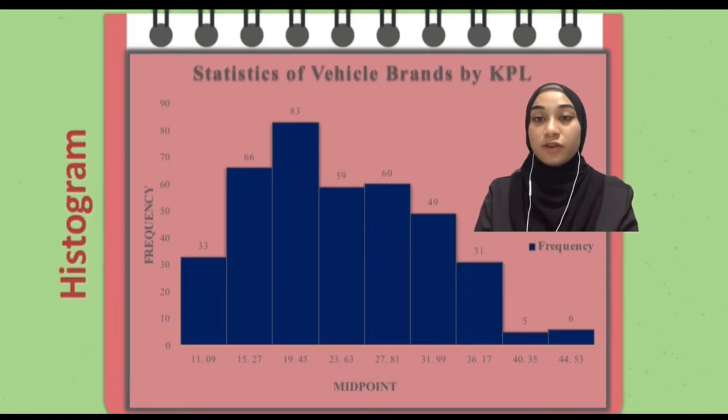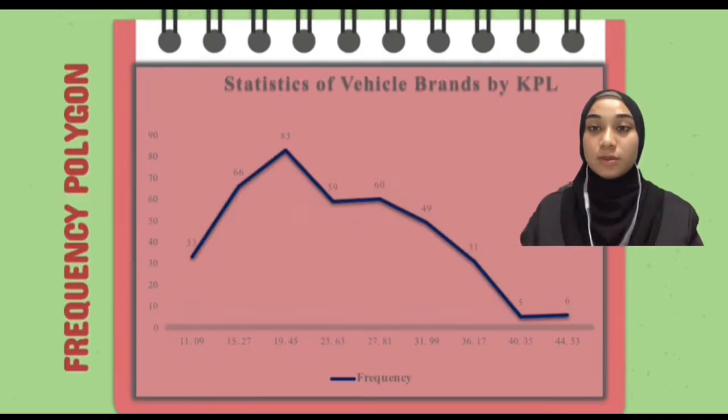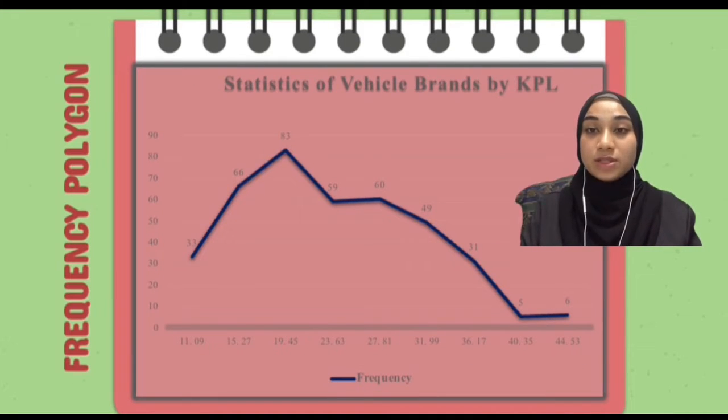The second histogram is for KPL. The frequency of data is represented by the varying heights of the bar. The highest frequency in this graph is 83 and the midpoint is 90.45, and the lowest is 5 with a midpoint of 40.35. All the bars are the same width since all the intervals are equal and continuous. Same for the KPL frequency polygon graph. The highest is 83 and the midpoint is 90.45, while the lowest is 5 with a midpoint of 40.35.